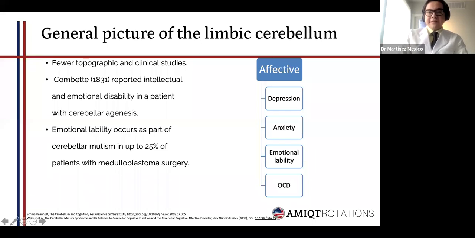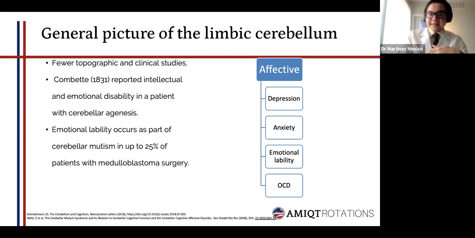Now talking specifically about the limbic cerebellum, there are much fewer studies for the reasons that I already mentioned. Dr. Combet first reported emotional disability in a patient with cerebellar agenesis in 1831. A condition that I mentioned earlier was cerebellar mutism syndrome. This is a condition that occurs usually after surgery to the posterior fossa, most commonly medulloblastoma surgery in children. It usually presents with initial mutism 1 to 2 days after the surgery, evolving to dysarthria and some other cognitive and affective changes.